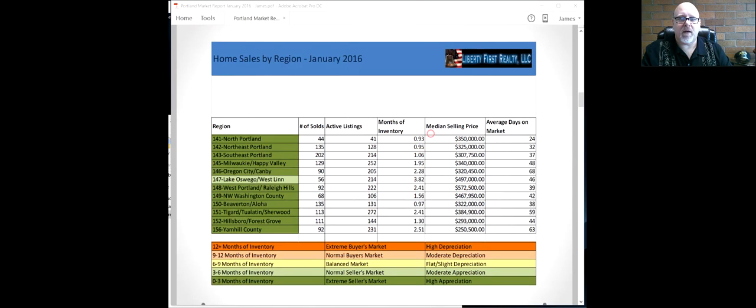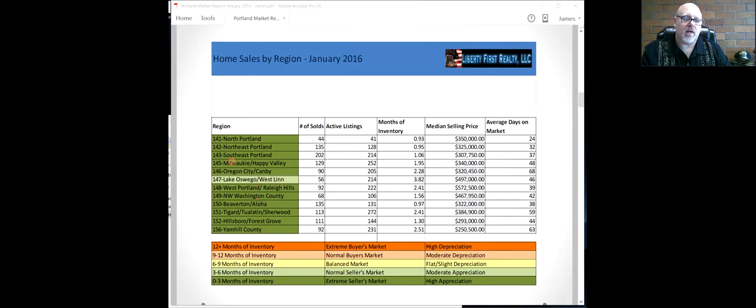So you can see just by scanning this relatively quickly that Lake Oswego has 3.82 months of inventory as compared to what? We've got North Portland with less than a month's worth of inventory on the market. So you can see the solds outpace the active listings clearly. And the days on market are significantly lower here than they are in Lake Oswego, West Linn, at 46 days. So you get the idea of what this does for you.